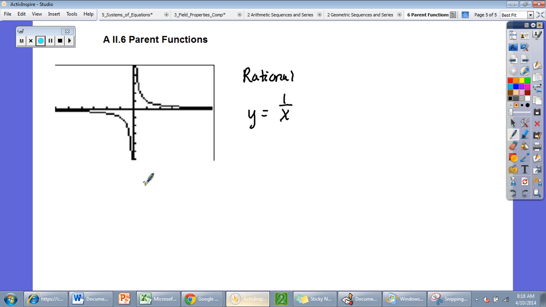So make sure that you just recognize each graph by its shape and can name its equation. If you have more questions about parent functions, please see your math teacher.